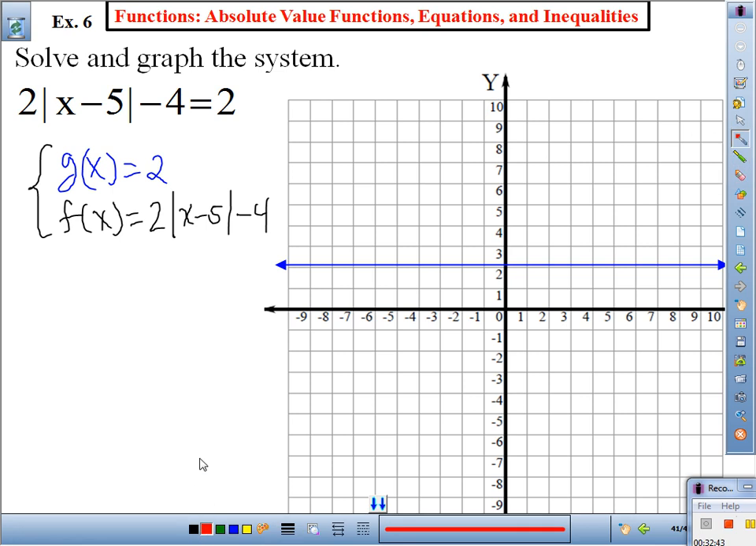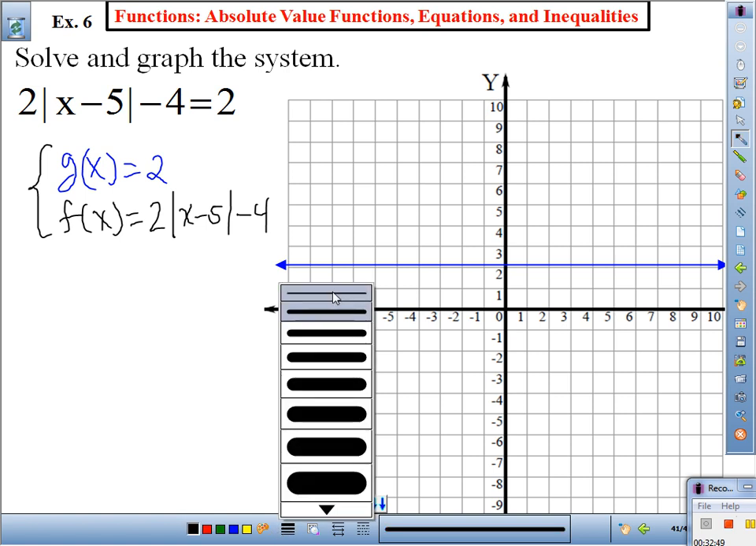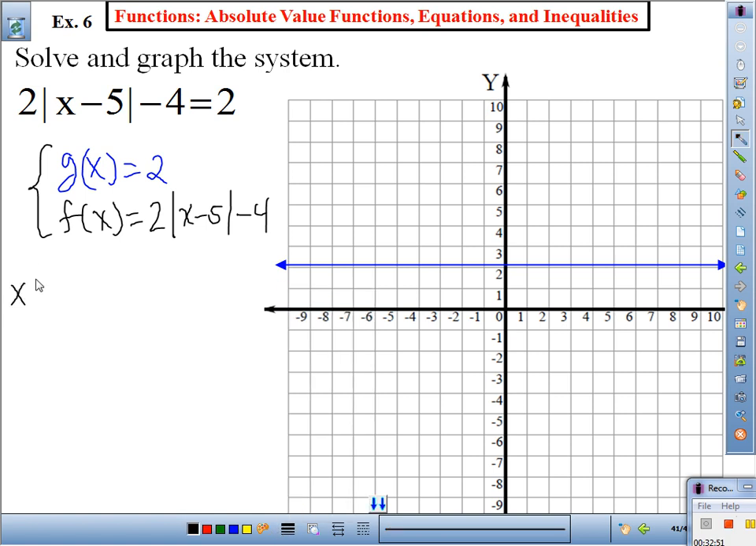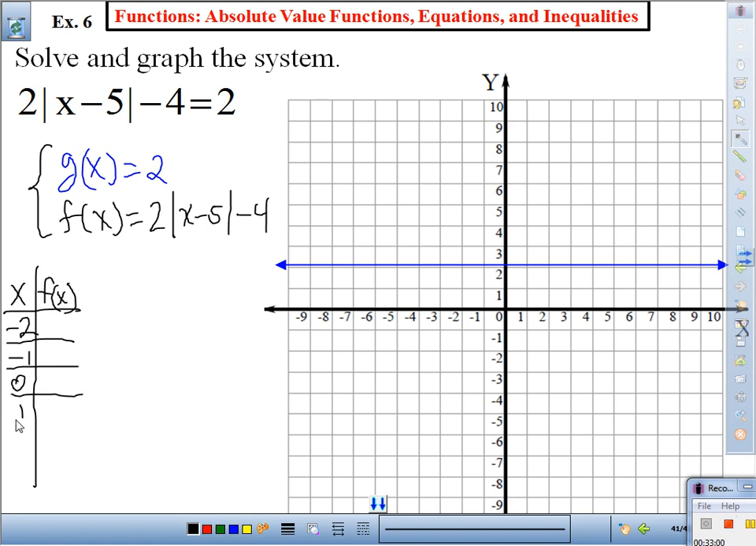Next, we need to graph this one. You're like, how do we do that, Mr. Q? Well, we make a table. X, f of x. -2, -1, 0, 1, 2.